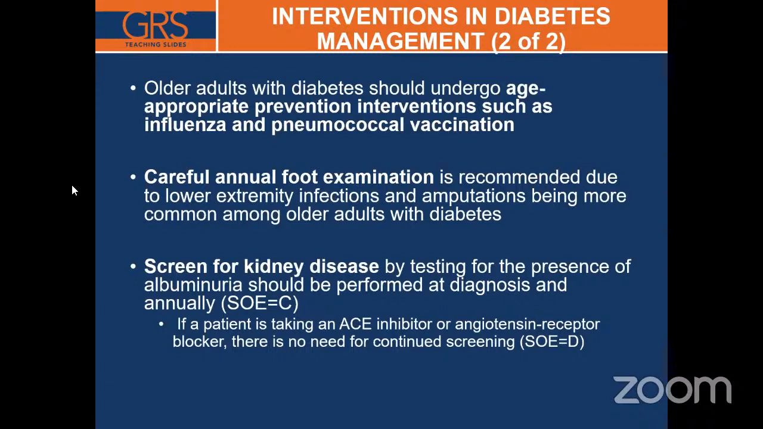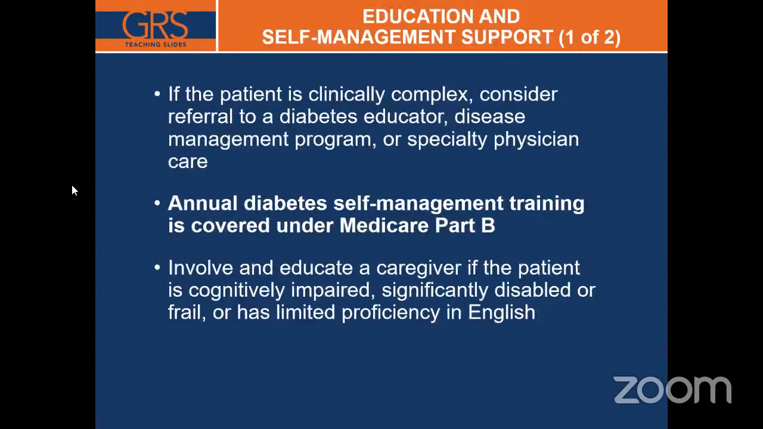So older adults with diabetes should undergo age-appropriate prevention interventions such as influenza and pneumococcal vaccination. A careful annual foot examination is recommended due to lower extremity infection and amputation being more common among older adults with diabetes. Screening for kidney disease by testing for the presence of microalbuminuria should be performed at diagnosis as a baseline and annually. If the patient is taking ACE inhibitors or angiotensin receptor blockers, there is no need for continued screening. Once you find that there is microalbuminuria and prescribe an ACE inhibitor, you do not need continuous screening. That drug will take care of all things.